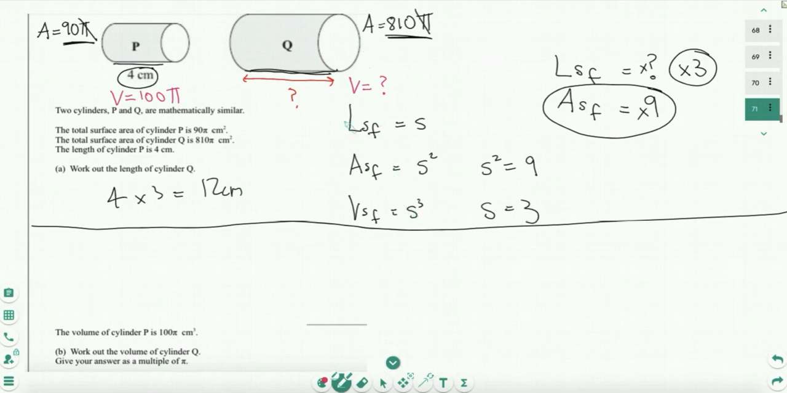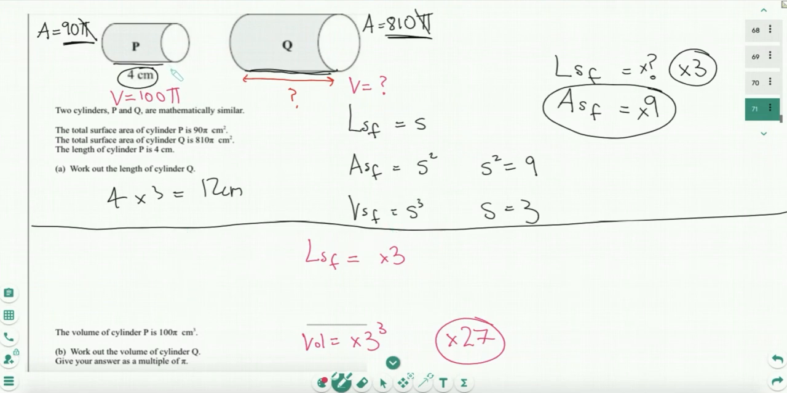Well, this is pretty straightforward. Since our length scale factor is times 3, to find the volume scale factor, we always get the length scale factor and we cube it. So times 3, and we're going to cube that. 3 cubed is 27, so our volume scale factor is multiplied by 27.